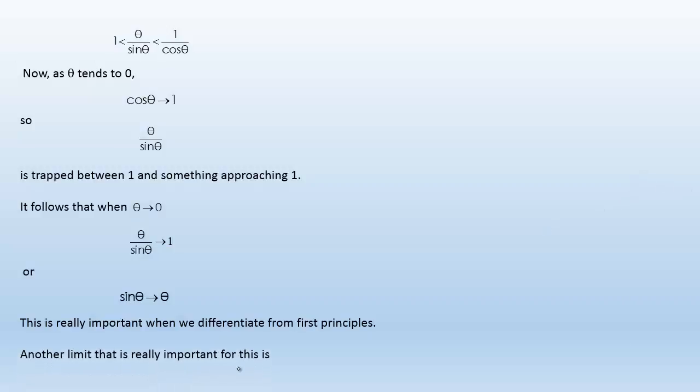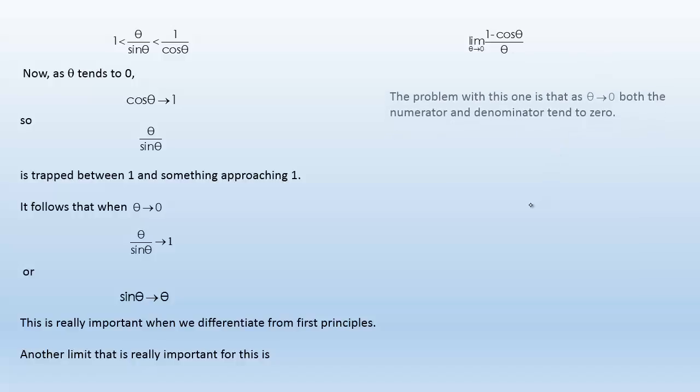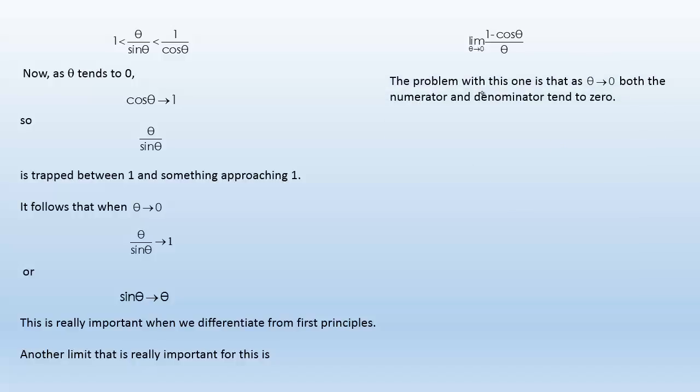Another limit that is really important for this is the limit as theta tends to 0 of 1 minus cos theta over theta. The problem with this one is that as theta tends to 0, both the numerator and the denominator tend to 0. We know that cos theta tends to 1, so the top will tend to 1 take away 1, and of course theta is tending to 0, and that's the denominator. So we need to look further into this.